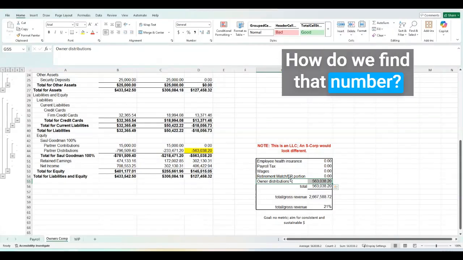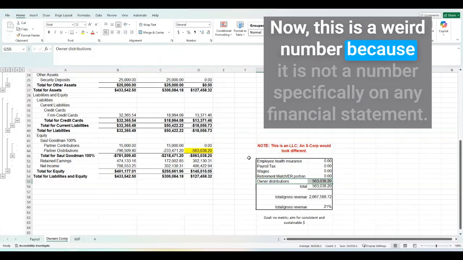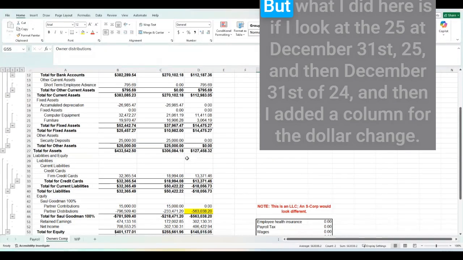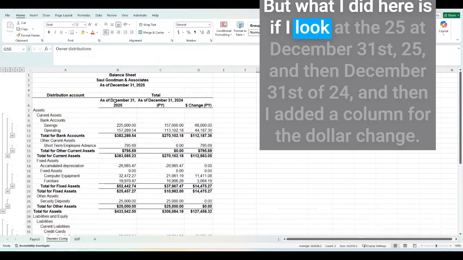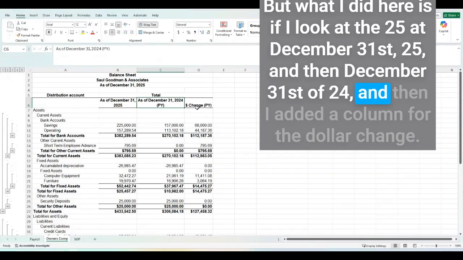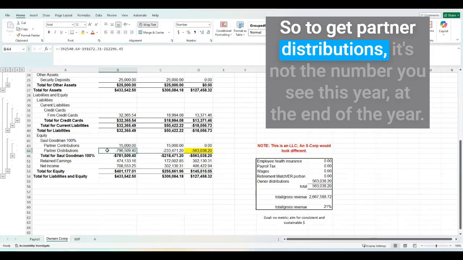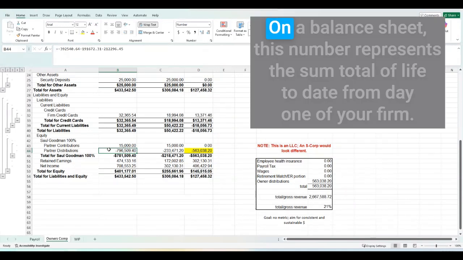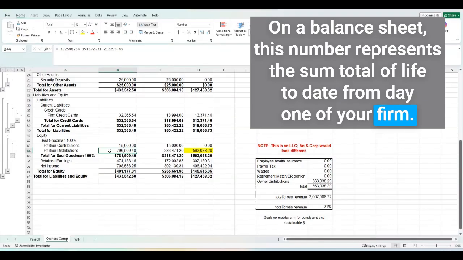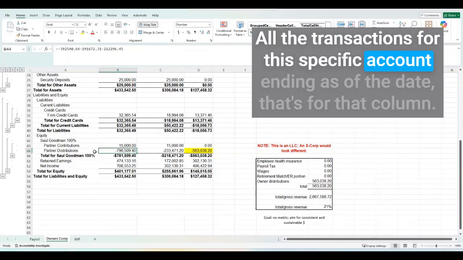How do we find that number? Now, this is a weird number because it's not a number specifically on any financial statement. You have to do some math. But what I did here is I look at December 31st, 25, and then December 31st of 24, and then I added a column for the dollar change. So to get partner distributions, it's not the number you see this year at the end of the year. Because on a balance sheet, this number represents the sum total of life to date from day one of your firm, all the transactions for this specific account, ending as of the date for that column.